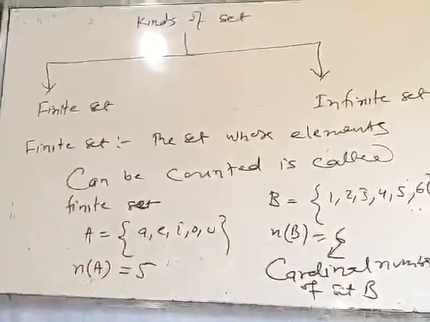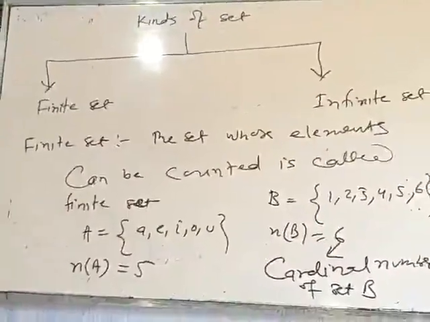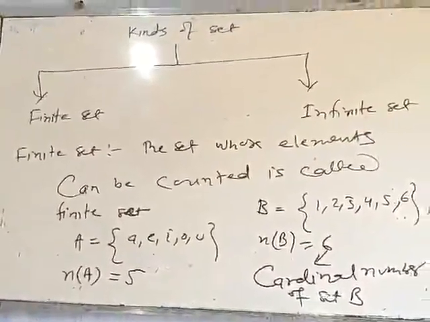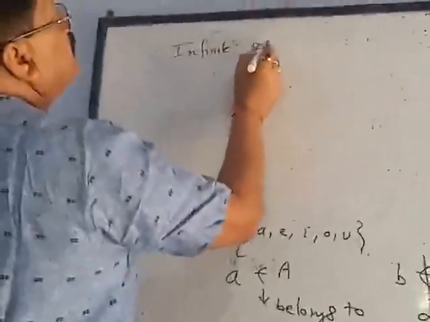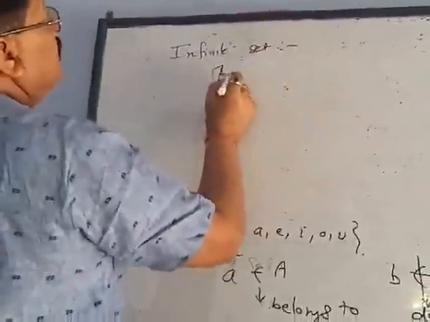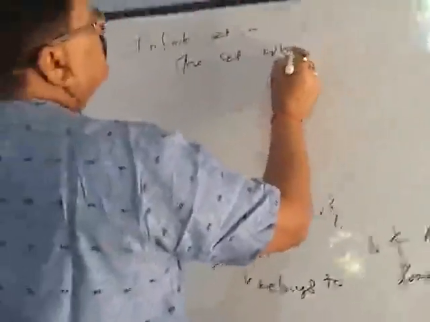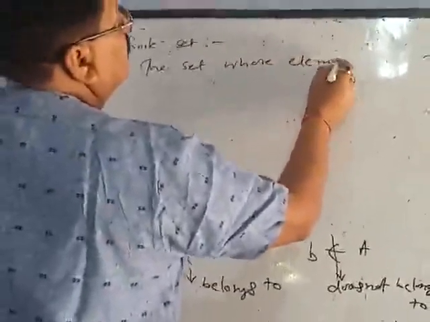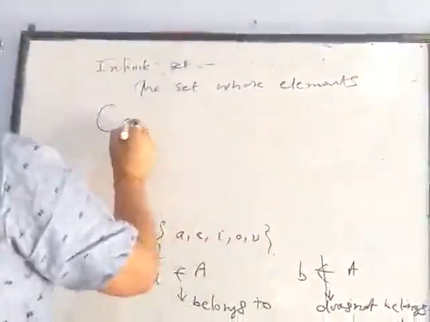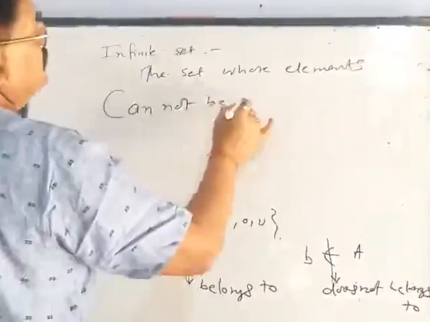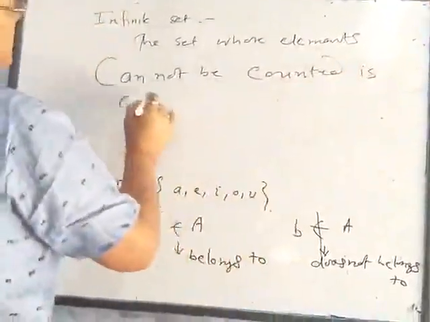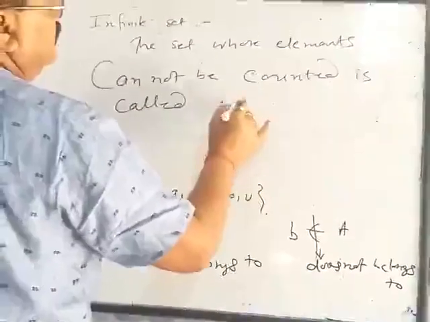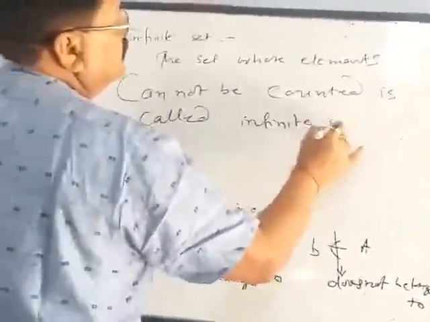Now we come to the infinite set. The set whose elements cannot be counted is called an infinite set.